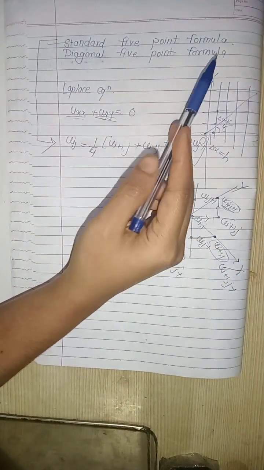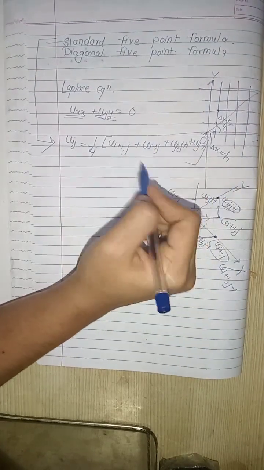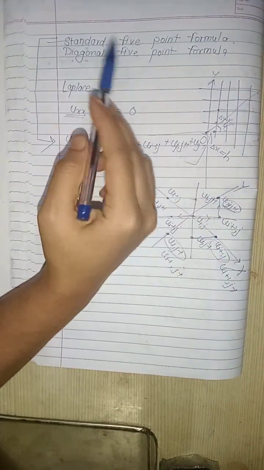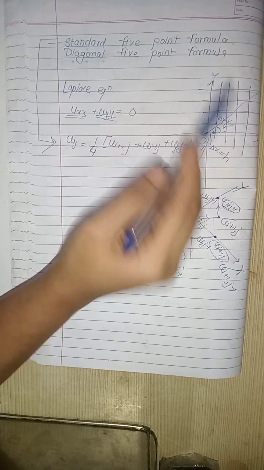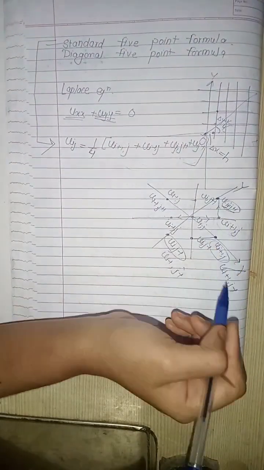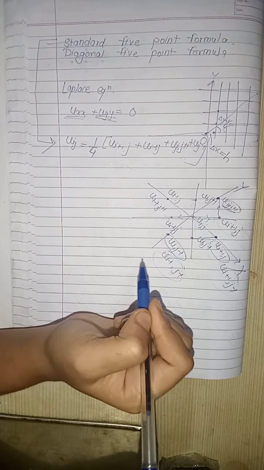As we had seen before, the standard 5-point formula was nothing but the average of these 4 points. Similarly, the diagonal 5-point formula will be the average of these new points which we have obtained right now.